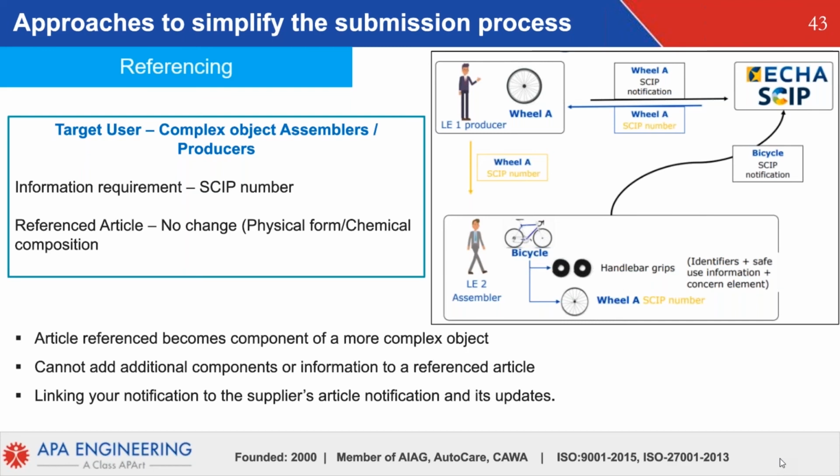Here in the image shown at the right end, we have a bicycle producer who is getting wheels from an EU supplier. So once this EU supplier makes a SCIP notification to ECHA, he gets a SCIP number and shares the same with the bicycle producer. Then the bicycle producer can use the SCIP number for referencing the wheel while making the dossier for his bicycle. Next slide.